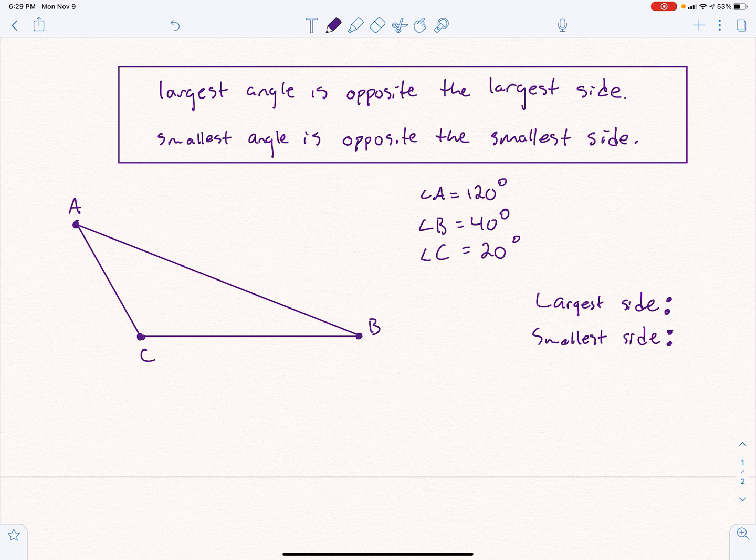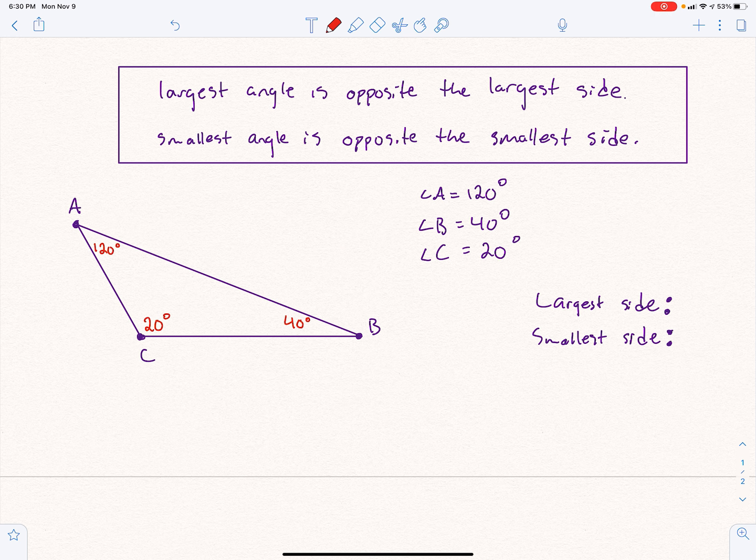So if I'm looking at this, the first thing I'm going to do is go ahead and label this picture. I'm going to label A, we know is 120 degrees, so I'm going to go ahead and write it right there. We know B is 40 degrees, so I'm going to write it right there. And I know C is 20 degrees. I'm going to write it right there.